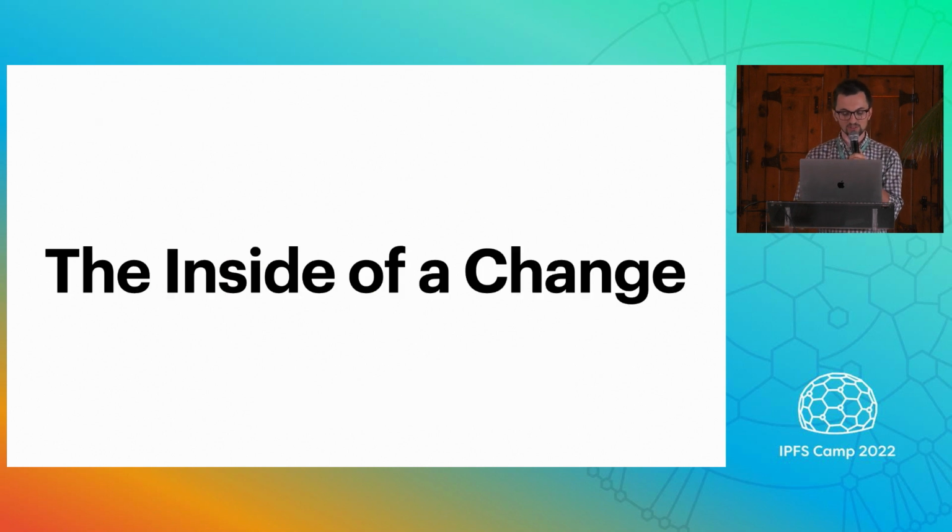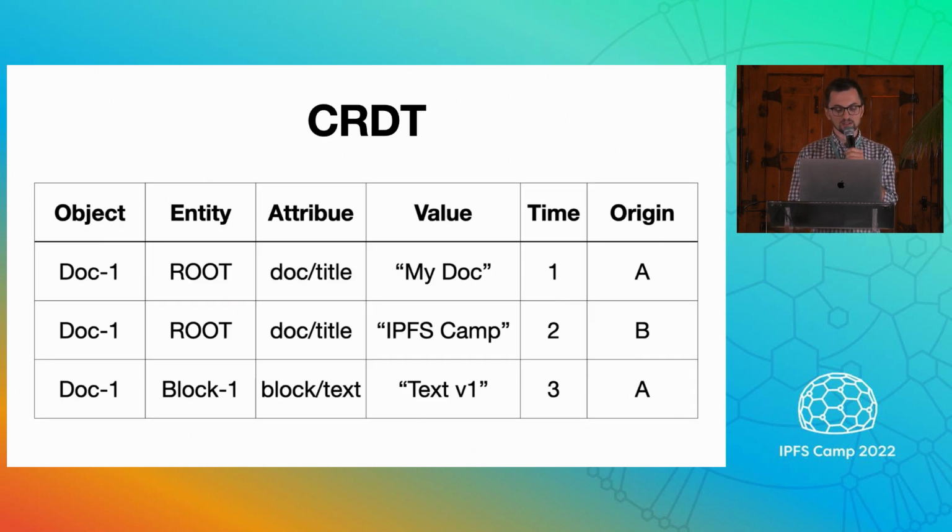So what's inside of those changes? We landed on this rather simplistic data model for our CRDT. We essentially say that an object is a namespace, a scope for arbitrary entities that have identifiers that don't have to be large. They only need to be unique within the namespace of the object. So we just use 64-bit random numbers in there.